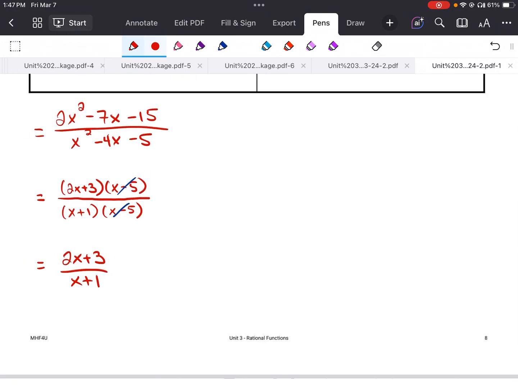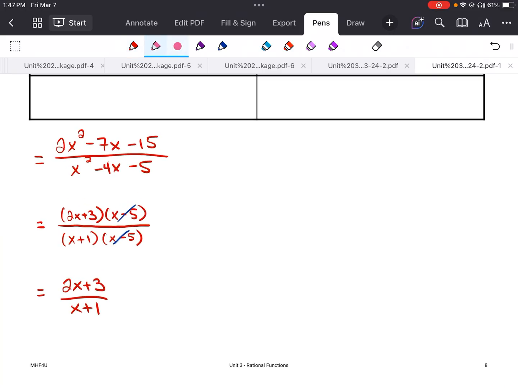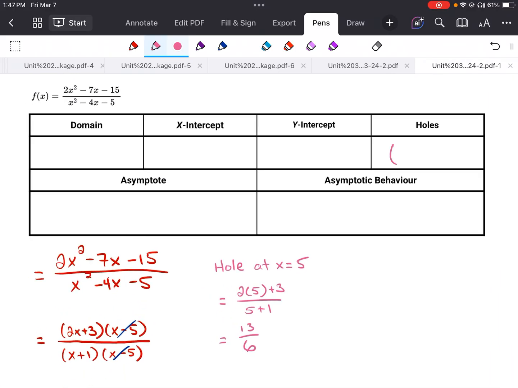Okay, so from there, we can see that we have a hole, so let's work with the hole, and the hole is at x equals 5. So in order to find the y coordinate of this hole, we have to plug 5 into the simplified version of the equation. So we have 2 times 5 plus 3 over 5 plus 1, and we get 13 over 6. Okay, so our hole is at 5 and 13 over 6.